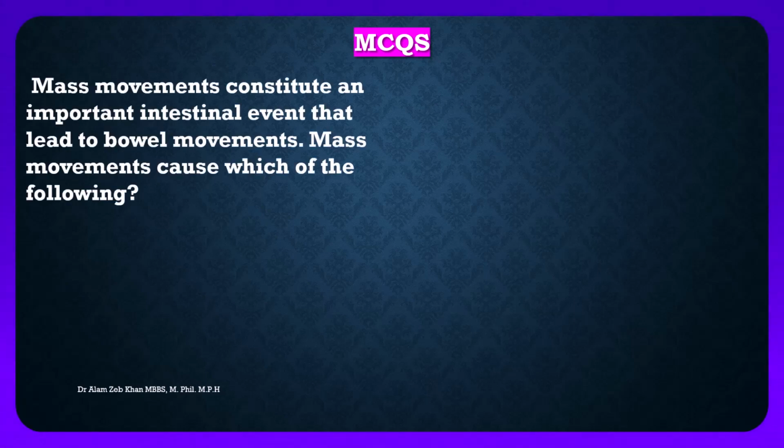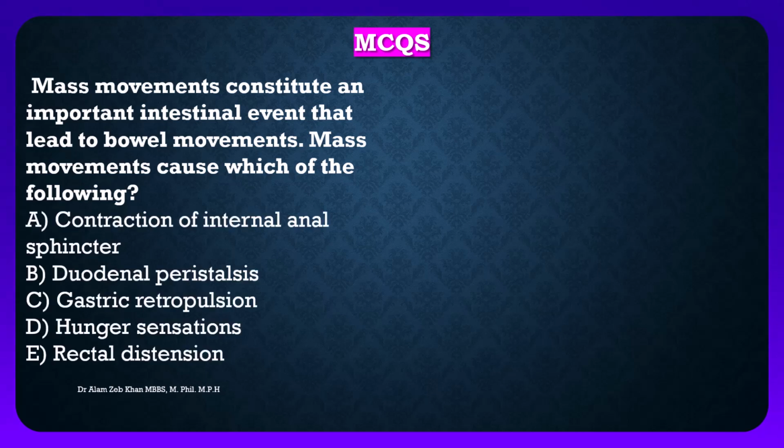MCQ related to the reflexes. The first MCQ: mass movement constitutes an important intestinal event that leads to bowel movement. Mass movement causes which of the following? Contraction of the internal anal sphincter, duodenal peristalsis, gastric retropulsion, hunger sensation, rectal distension. You have 5 seconds to respond. And the correct answer is rectal distension.